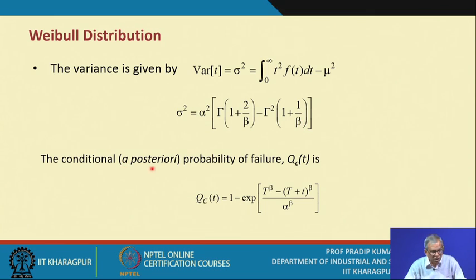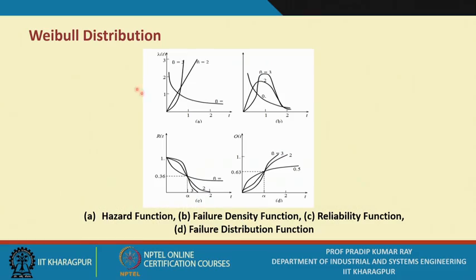The conditional, or a posteriori, probability of failure Q(t), we have already explained, so you will be getting this expression. Is it okay? I suggest that as a part of the exercise you derive these expressions, and you will have a better understanding. Later on we will give you several kinds of exercises on this.